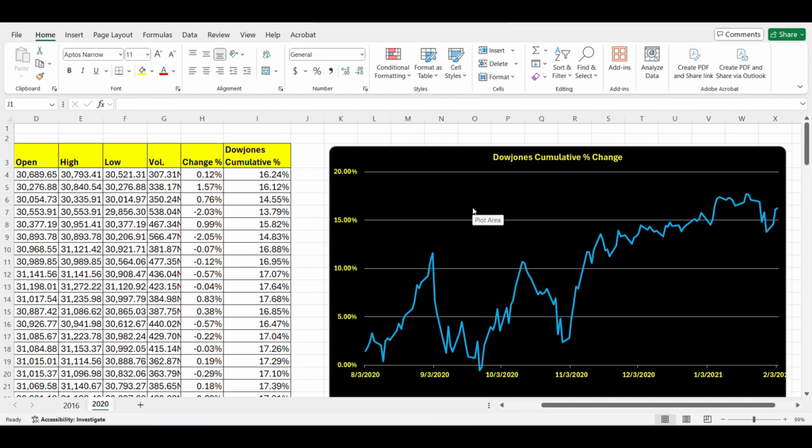So I did this analysis yesterday. I wanted to share this data with you guys because I think this data may be useful for you guys as well. So that's all for today.